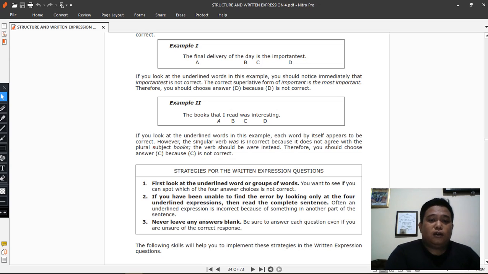Strategies for written expression questions. First, look at the underlined word or groups of words. You want to see if you can spot which of the four answer choices is not correct. So the strategy is to find out which is the incorrect one, and you may read the rest of them.